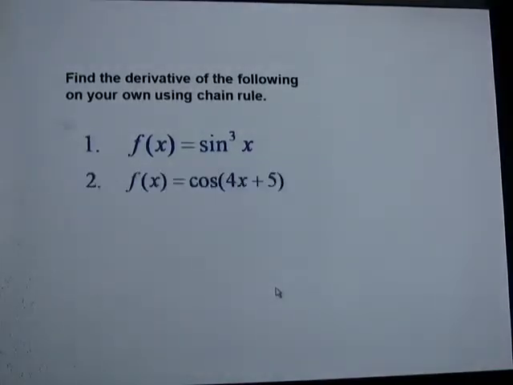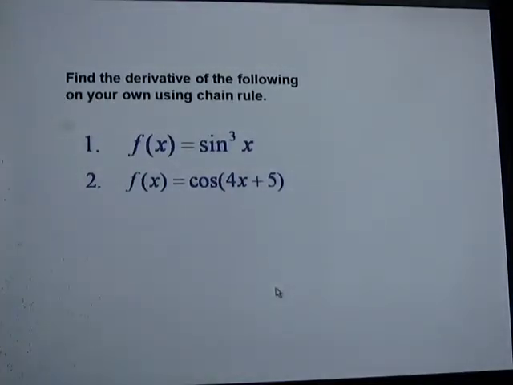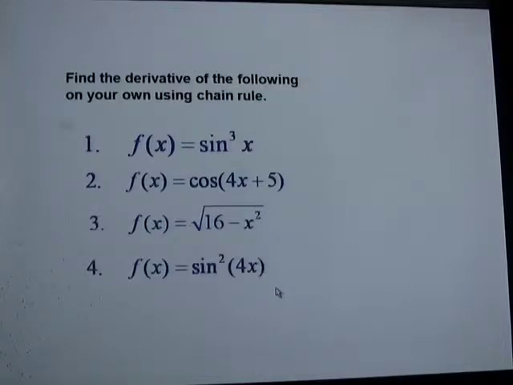And the second one is f of x equal to cos of 4x plus 5. The third one is f of x equal to square root of 16 minus x squared. The fourth one is f of x equal to sine squared 4x. If you can do all these without any trouble, I'm sure you have understood the concept in this lesson.